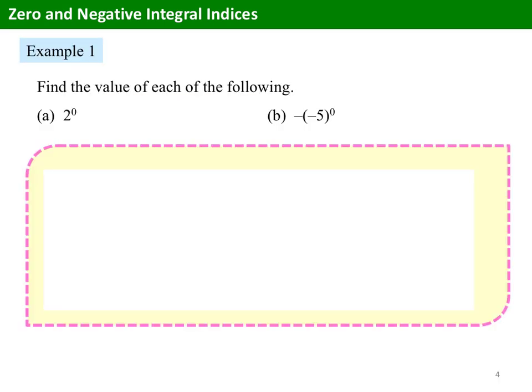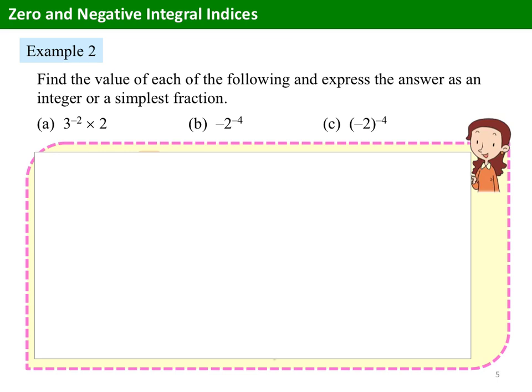Some simple examples here. For part A, 2 to power 0, clearly it is equal to 1, we just talked about before. For B, it is negative 5 to power 0. For this part, it is 5 to power 0, so this part is equal to 1. So it's equal to negative 1. Okay, and some more examples.